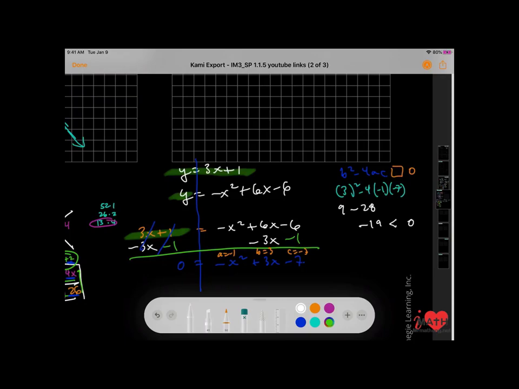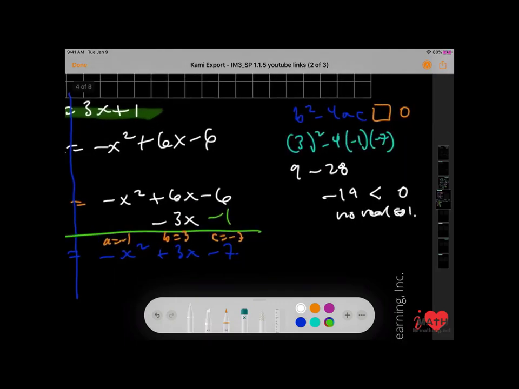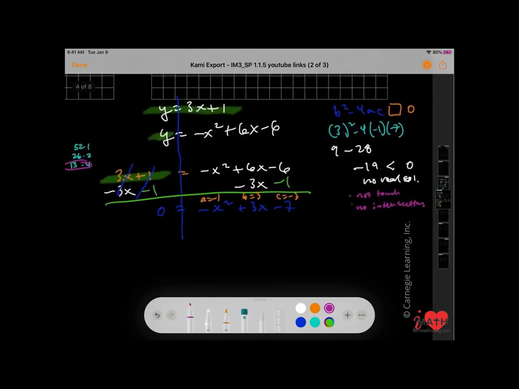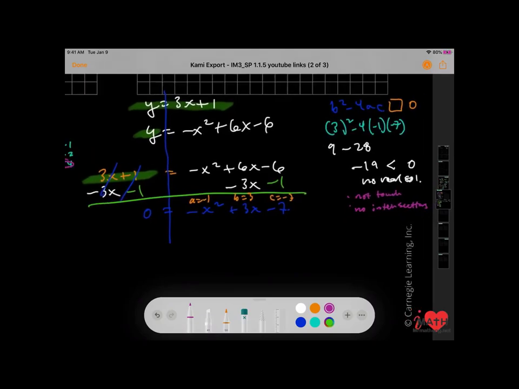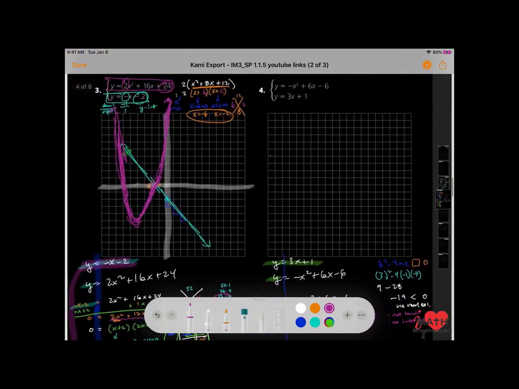Okay, what does this mean for us? This means we're going to have no real solutions. And all that basically means is it's not going to touch. There's no intersections. Okay? This is good for us. Why is this good for us? Because watch, I can actually just graph this and see that they're not going to intersect.